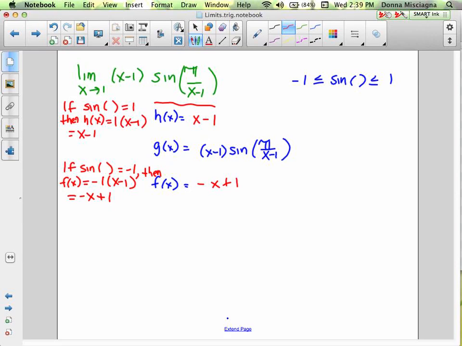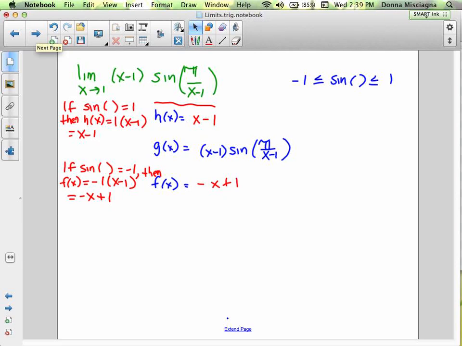All right, so the most that x minus 1 sine blop can be is x minus 1. The least it can be is -x plus 1. It is sandwiched in between, thanks to the fact that if you multiply by something that is between -1 and 1, you are going to have something smaller in absolute value.